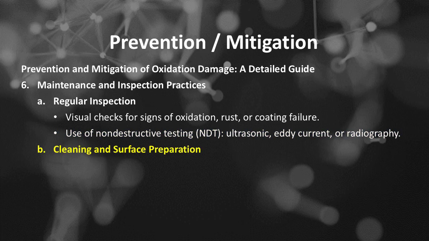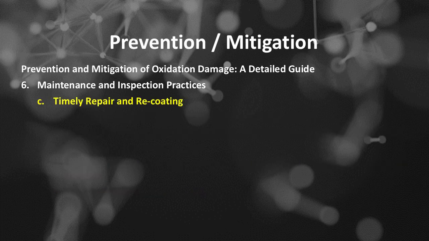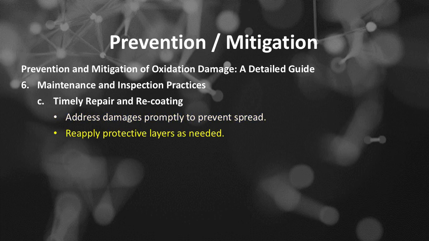Number B of maintenance and inspection practices is cleaning and surface preparation. Remove existing corrosion products via brushing, blasting, or chemical cleaning. Proper surface preparation before recoating. Number C is timely repair and recoating. Address damages promptly to prevent spread. Reapply protective layers as needed.